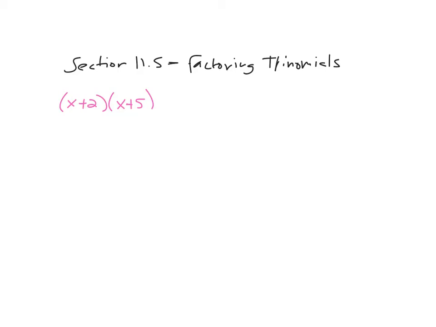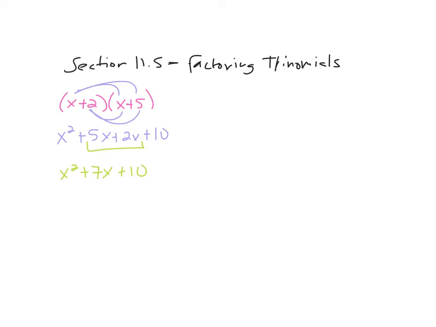So this I'm just going to use distributive. So x times x is x squared, x times 5 is plus 5x, 2 times x is plus 2x, and 2 times 5 is plus 10. We have like terms here in the middle. So x squared plus 7x plus 10.